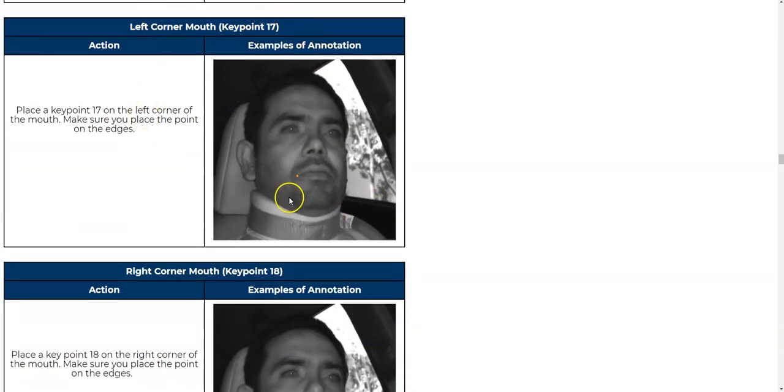Left corner mouth, key point 17. So place key point 17 on the left corner of the mouth. Make sure you place the point on the edges here. It should be at the edge here. Don't bring it further left or inside the lips. It should be exactly the point where the upper lip and lower lip join at the edges.